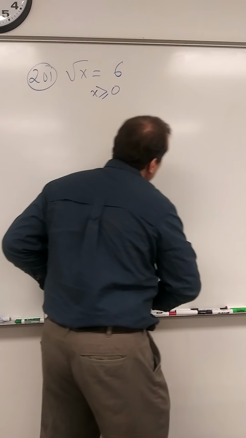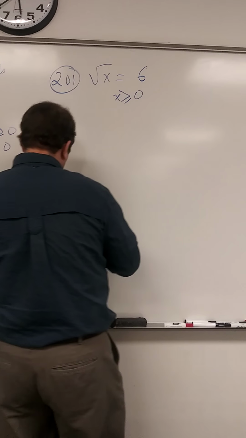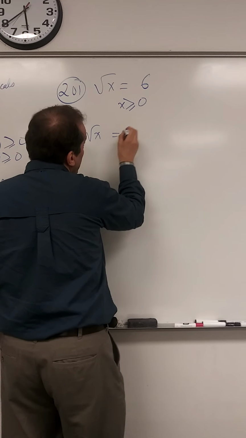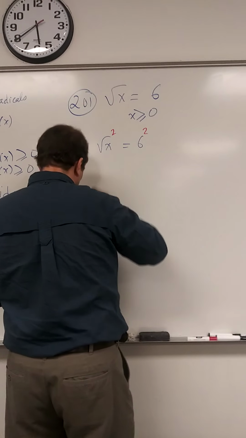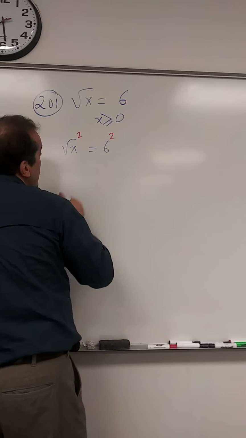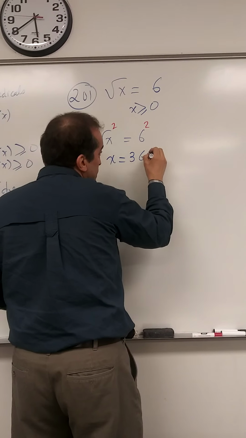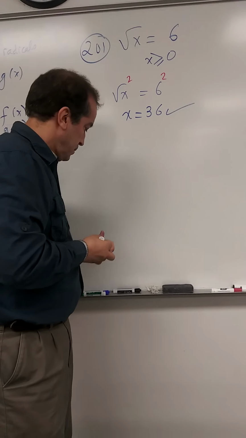Okay. Let us square both sides. Square root of x equals 6. I'm going to square the left side and square the right side. Square root of x squared is just x, and then 6 squared is 36. That's the answer. Done. That's what you do with these equations.